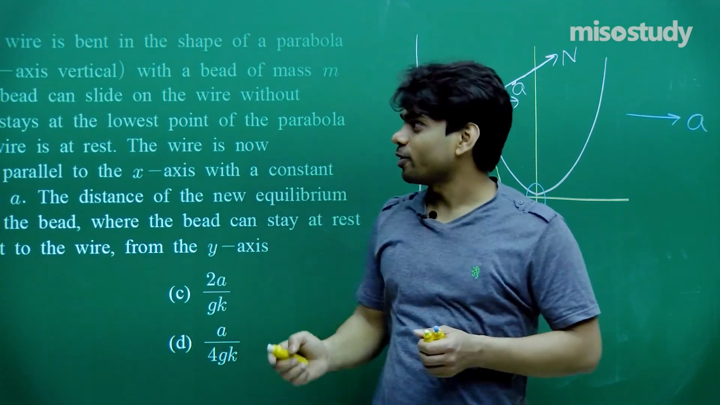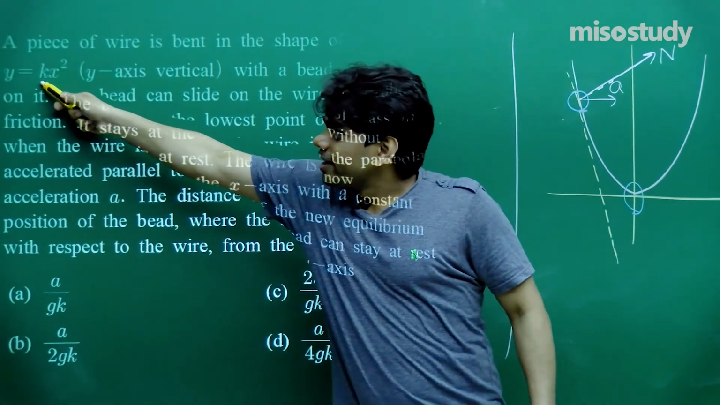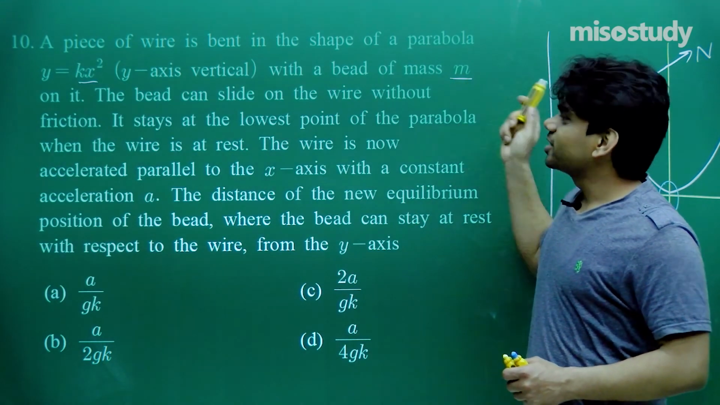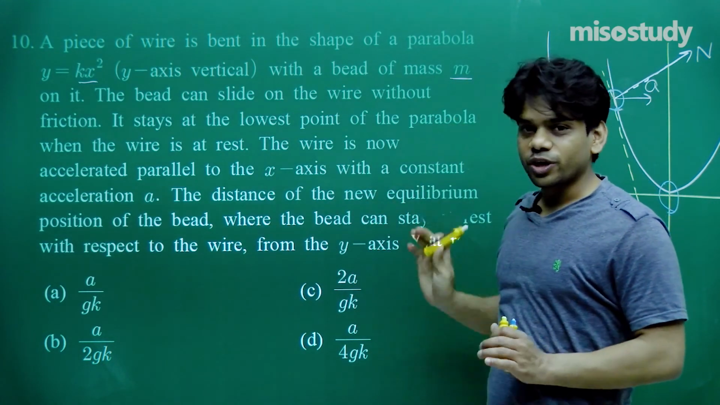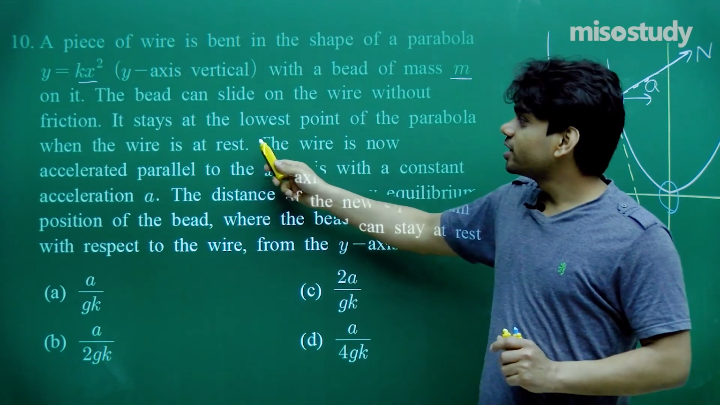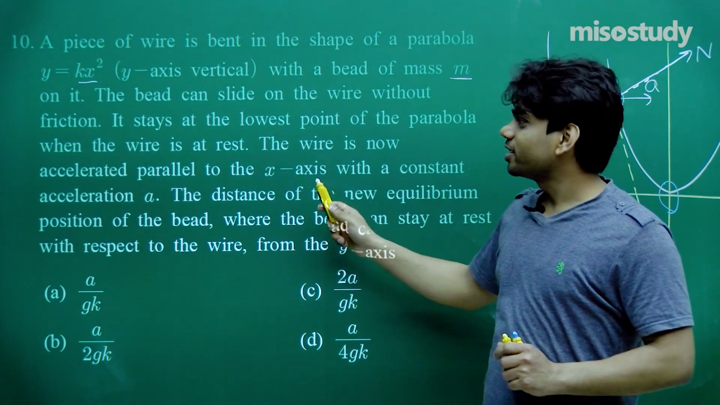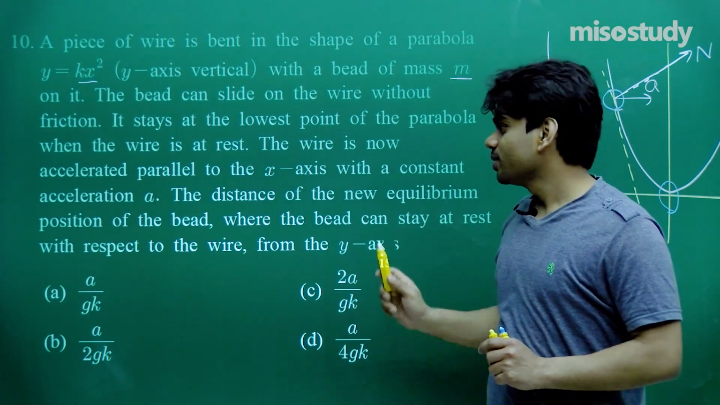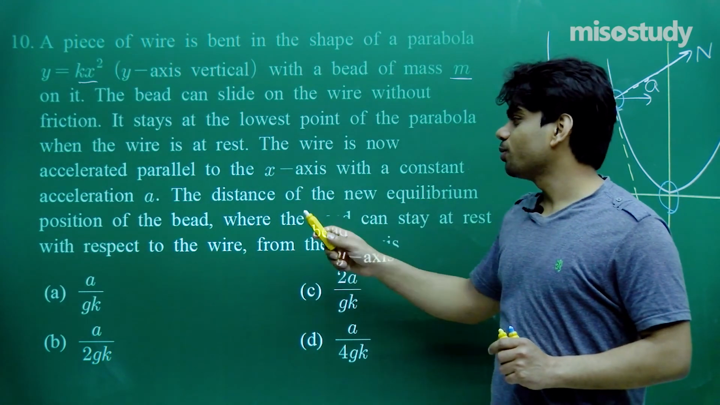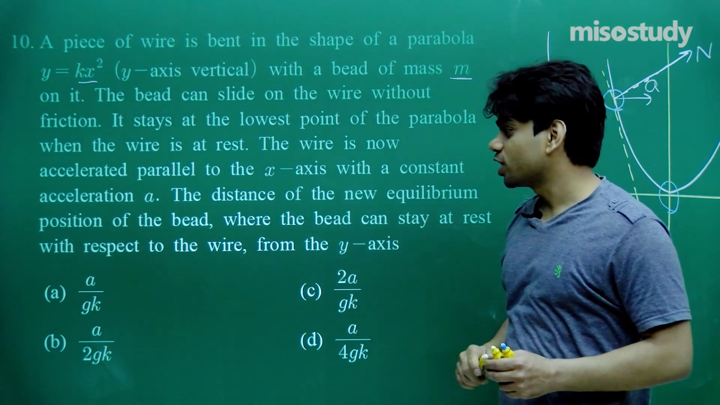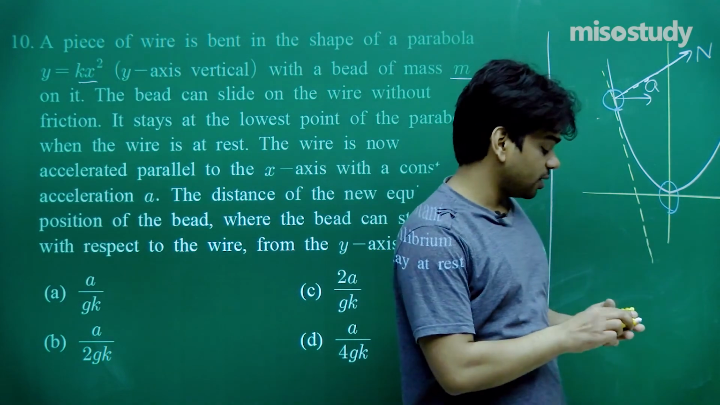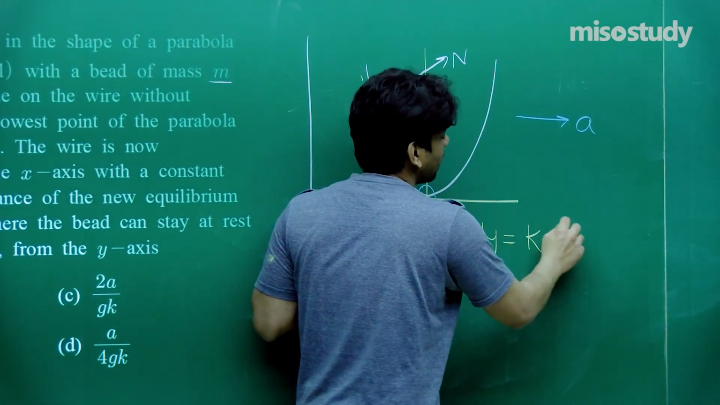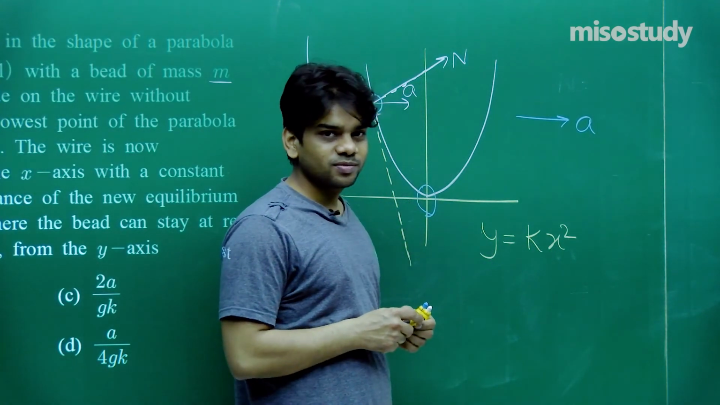So we need to resolve the forces. Now let's read the statement of the question. Given the equation of the curve, y equals kx square. The bead mass is m. The bead can slide on the wire without friction. No friction is there. It stays at the lowest point of the parabola when the wire is at rest. The wire is now accelerated parallel to the x-axis with a constant acceleration a. The distance of the new equilibrium position of the bead, where the bead can stay at rest with respect to the wire.